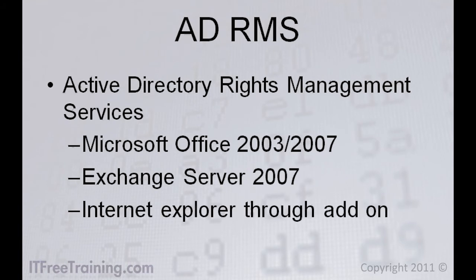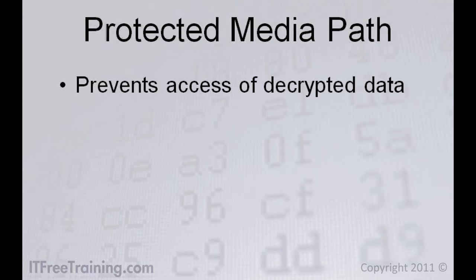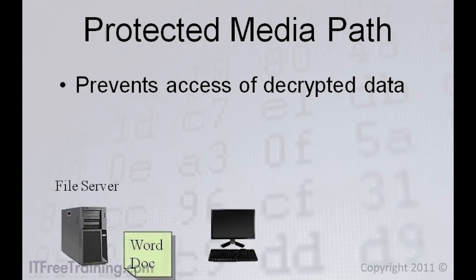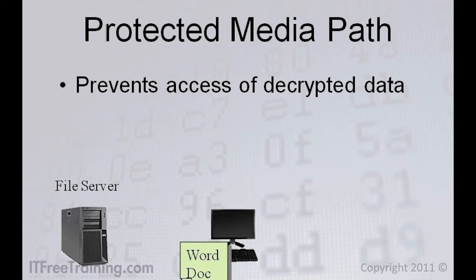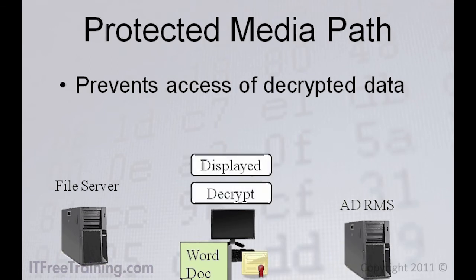Using Active Directory Rights Management Service, you can encrypt your data in these products, ensuring that only users who have authorization to these services can decrypt and access the data. Protected Media Path attempts to prevent an attacker from decrypting protected data. Consider this example. The end user asks for a file from a file server. In order to read the file, they must get a certificate from Active Directory Rights Management Service. Once the document is decrypted, it is then displayed on the user's screen.